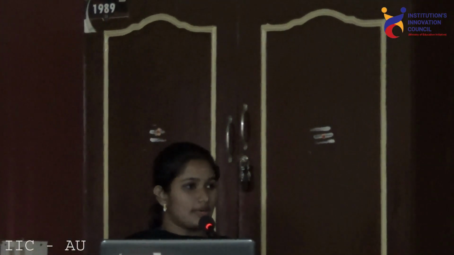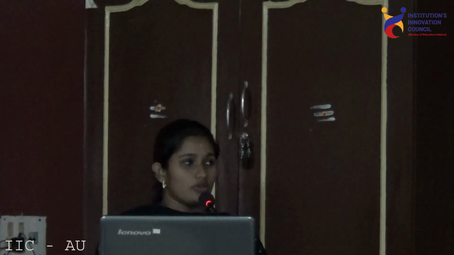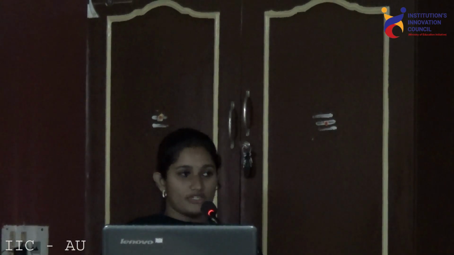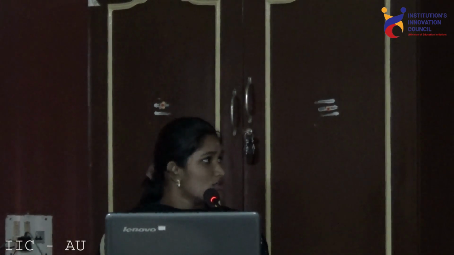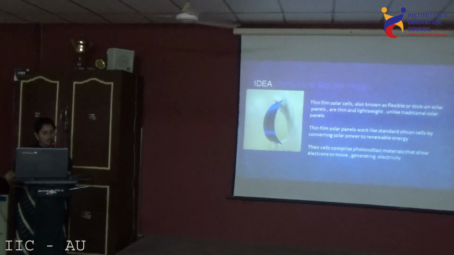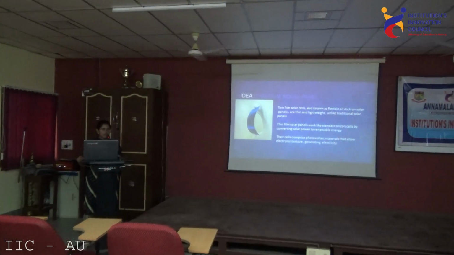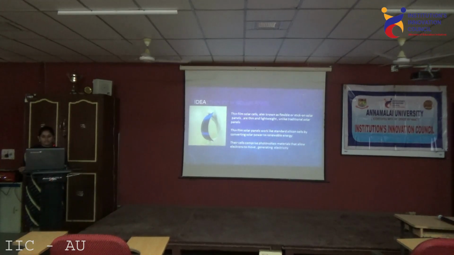Before going to the idea, sunlight is the most abundant and prominent renewable energy source. The better way of using sunlight is by using solar. Normal solar panels are made up of thick silicon, and the manufacturing is tough and very expensive compared to thin film solar panels. Thin film solar cells are also known as flexible or stick-on solar panels.